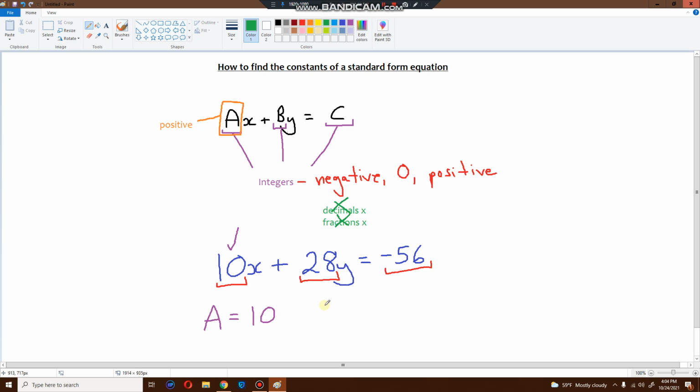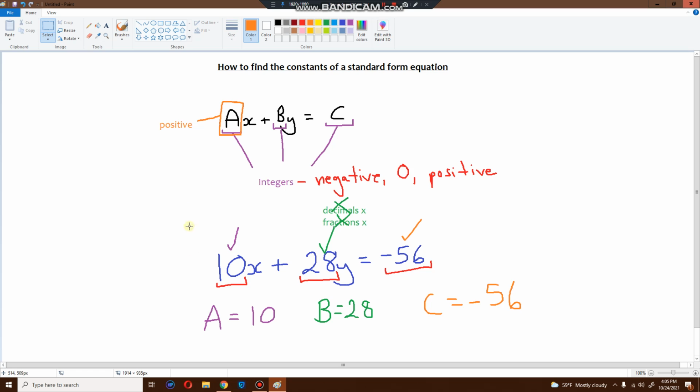Now the next one, B. The constant B is the number 28, as you can see over here. Okay? And finally, what is the C, the constant C? Well, it's the number over here at the back, so it's minus 56. And that's it. That's how you find the constants of a standard form equation. You just have to look at the numbers in front of each variable, in other words, the letters, and write them down. Okay? As long as you follow these rules, that's all you have to do.